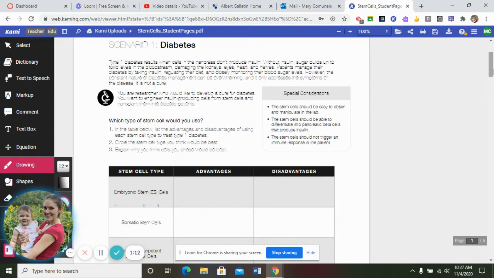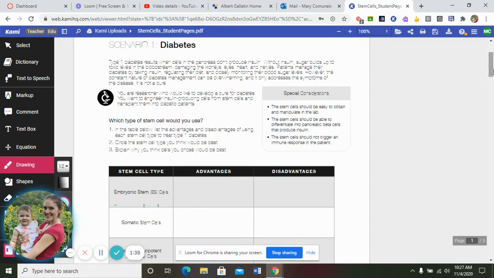So type 1 diabetes results when cells in the pancreas don't produce insulin. Without insulin, sugar builds up to toxic levels in the bloodstream, damaging the kidneys, eyes, heart, and nerves. Patients manage their diabetes by taking insulin, regulating their diet, and closely monitoring their blood sugar levels. However, the constant nature of diabetes management can be overwhelming, and it only addresses the symptoms of the diabetes. This is not a cure.